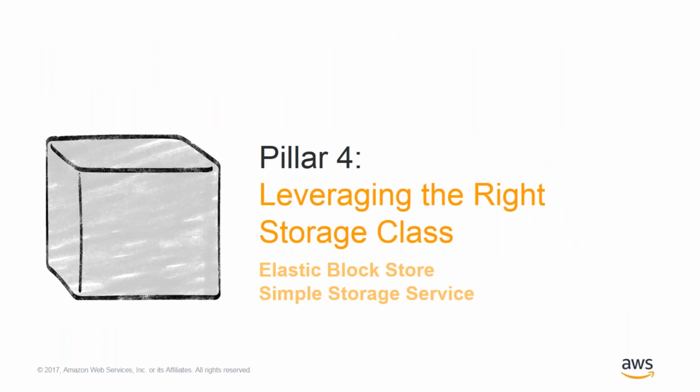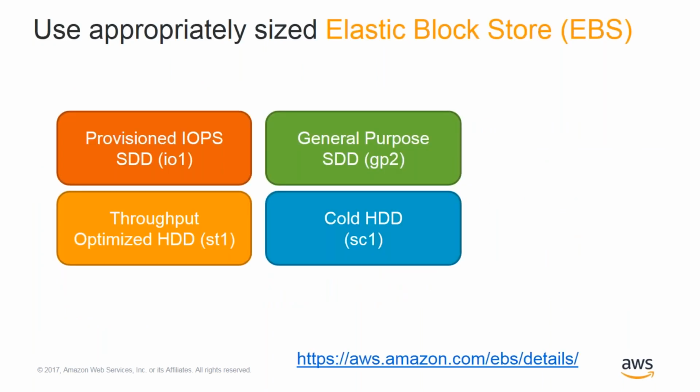And finally, the last pillar is about leveraging the right storage class. And so I'm going to be talking about the Elastic Block Store that gets attached to computing EC2 and the Simple Storage Service S3 Object Store. So Elastic Block Store comes in 4 different flavors. Provisioned IOPS for higher throughput performance, general purpose SSD, which is the default. There's also a throughput optimized HDD and cold storage HDD as well.